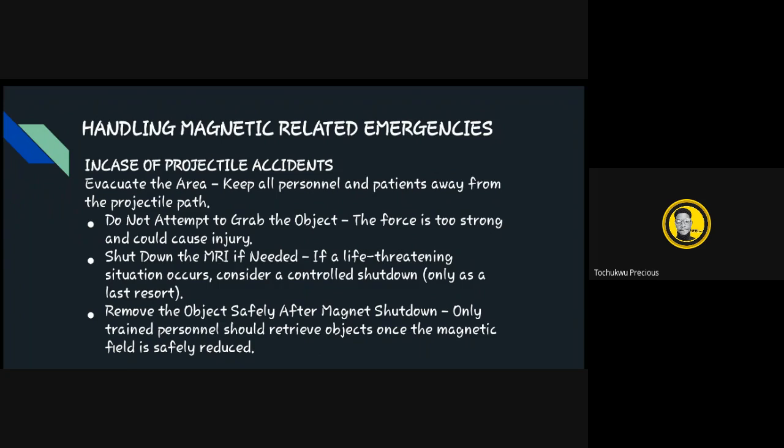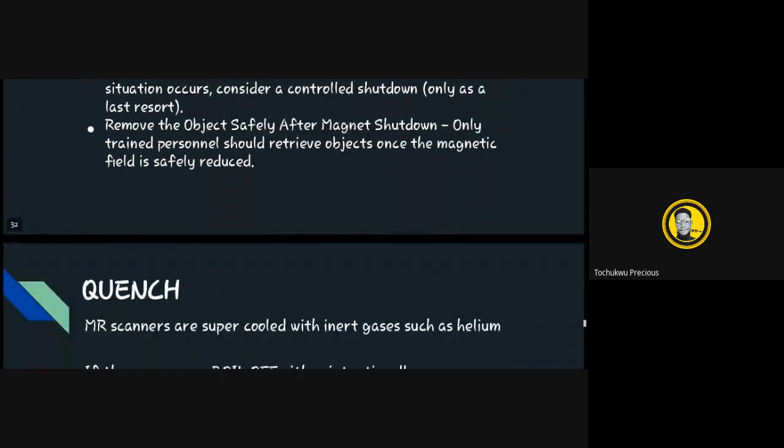If needed, if in a life-threatening situation, such as a patient is inside and the patient is stuck to the oxygen cylinder, then you can quench the MRI machine. Then after quench has been initiated, remove the object safely after the magnet has shut down. Now, only trained personnel should retrieve objects once the magnetic field is safely reduced.